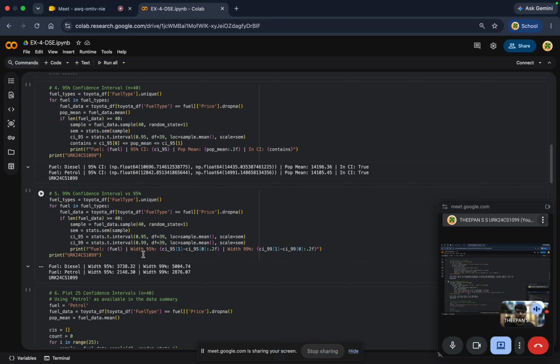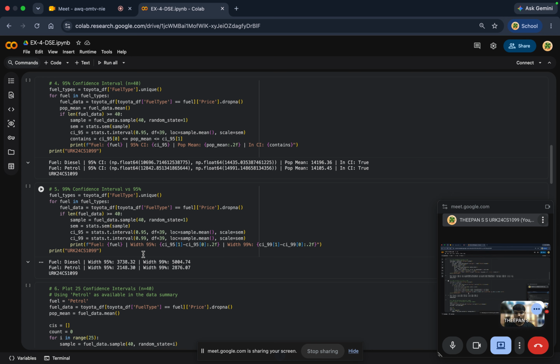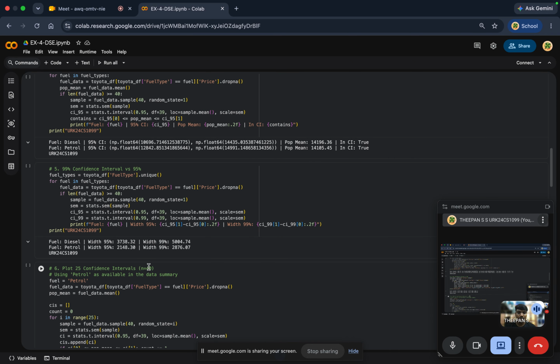and the sample size is n equal to 40, and calculates them. The main formula used is upper bound minus lower bound. The higher confidence level, 99%, requires a larger critical t value, which makes the confidence interval wider. The diesel width increases from 3738 to 5004. We can see in that higher certainty costs precision.